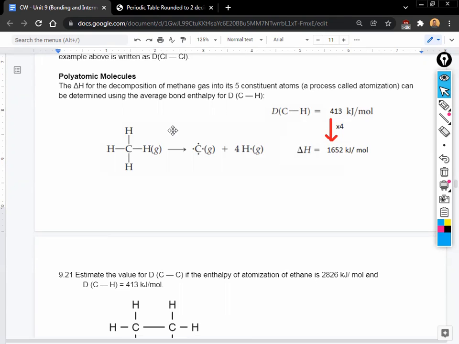Okay. So you guys don't need to memorize these bond enthalpies, but you do need to know how to use them to break it apart. On the AP test and on our test in this class, I'm going to give you guys a table, usually, with the bond enthalpies, and I'll give you a molecule, and you just need to figure out how many of each bond there is, add them up, and that's how much energy it takes to atomize it.